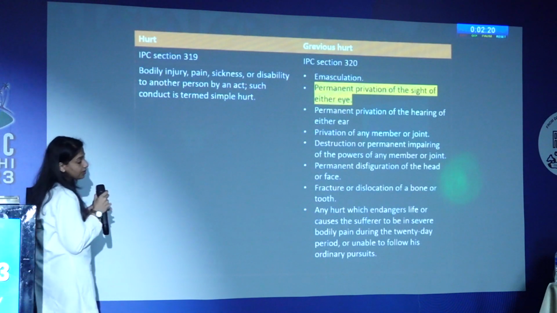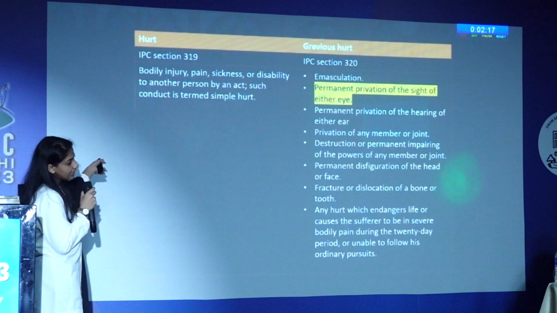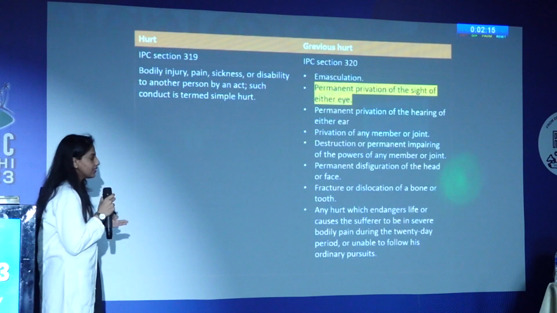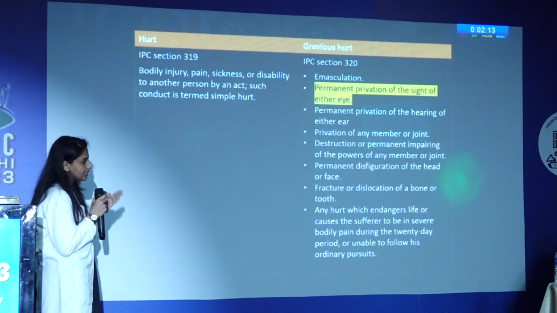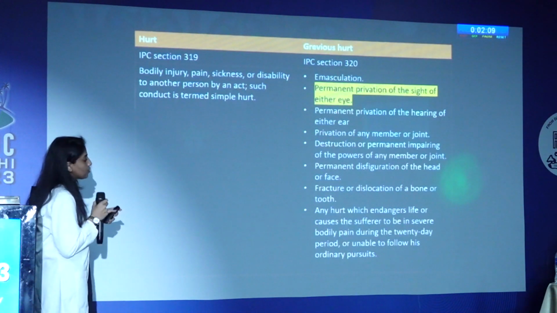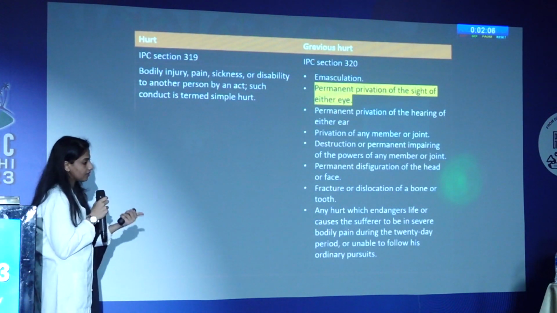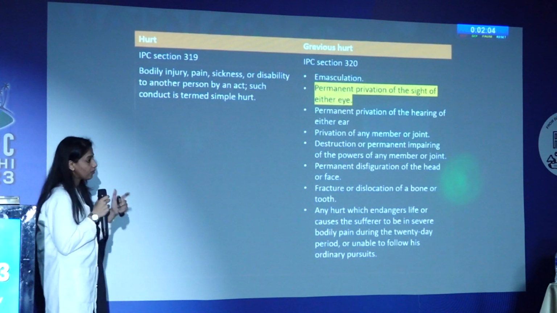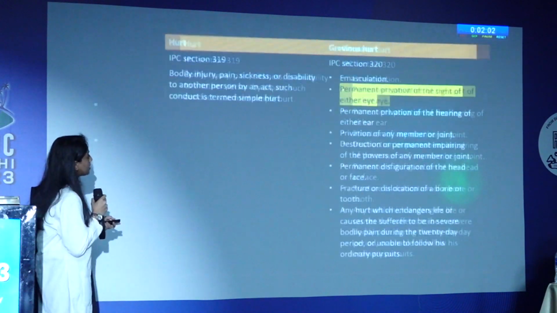Now, why is it important? Because any kind of eye injury comes under grievous hurt, and there are very serious criminal punishments for it. So any kind of eye injury, whether domestic or workplace injury, should always have MLC done.